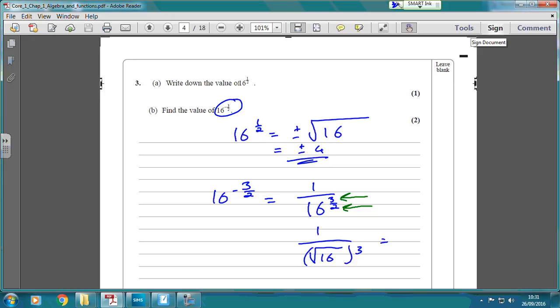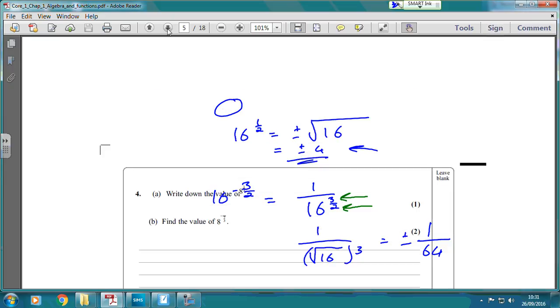So the square root of 16, as we've seen, is 4, or plus or minus 4. Then we're going to cube that. So 4 to the power of 3 is 64. But because it's the square root of 16, in theory we should have a plus and minus there. Now, we didn't mind too much if you didn't get that in this question, but in other questions it may be vital that you do that.